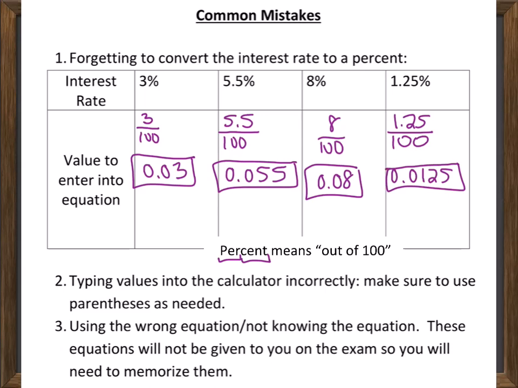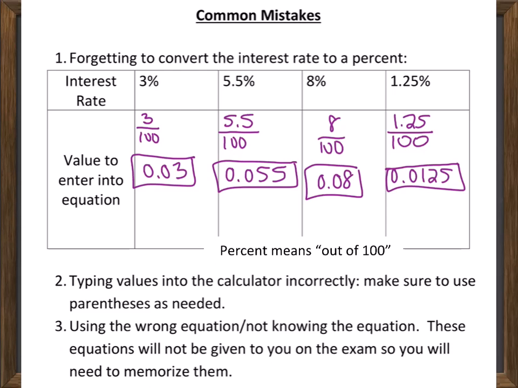And be careful. A common mistake I would see is, for example, instead of writing 0.03 into the equation, sometimes people write 0.3. Right? Or instead of 0.055, they might write 0.55. Or instead of 0.08, they might write 0.8. Okay? So the number of zeros between the decimal point and the first number definitely matters. So please be careful and watch that as you do these problems.